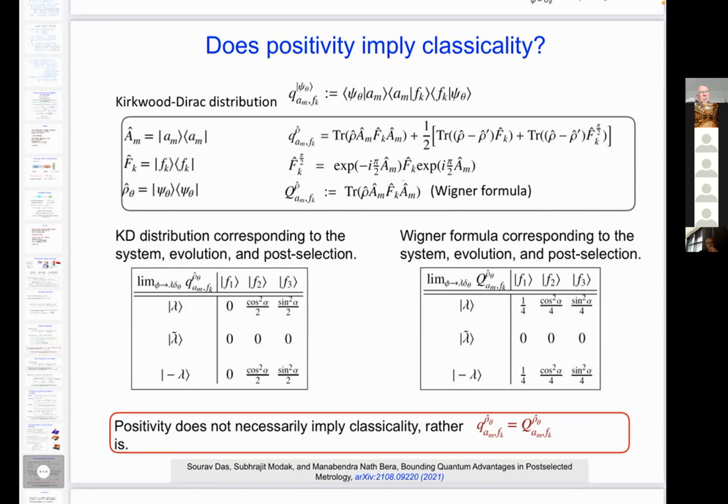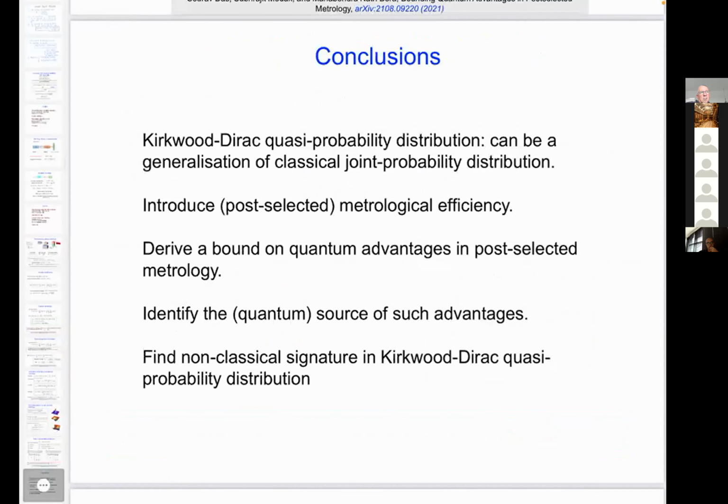So now I'm going to conclude my talk. The conclusion is how the Kirkwood-Dirac quasi-probability distribution is coming into the metrological setup, and how to harness this non-classical resource to get the advantages.